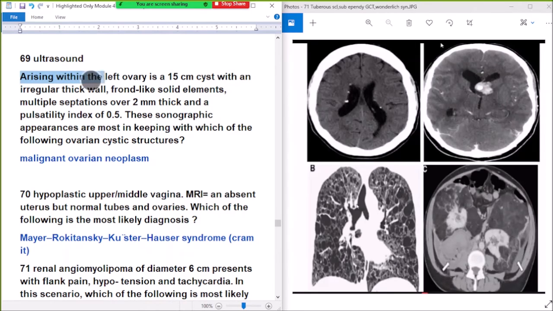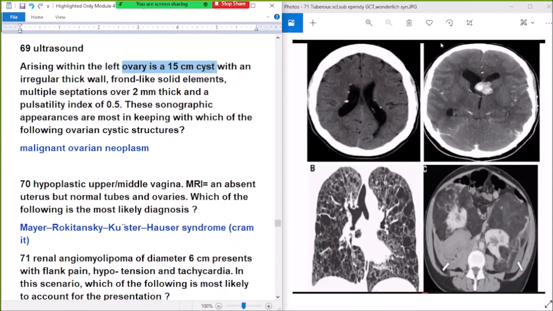Question 69. Ultrasound shows a lesion arising within the left ovary, a 15 cm cyst with irregular, thick-walled, frond-like solid elements, multiple septations 2 mm thick, and a pulsatility index of 2.5. These sonographic appearances are most in keeping with a malignant ovarian neoplasm. Because it is a 15 cm cyst with thick walls, similar to a renal cyst Bosniak classification 3, and with Doppler index and multiple thick septations, it is Bosniak classification 4. So most likely it is a malignant ovarian neoplasm.